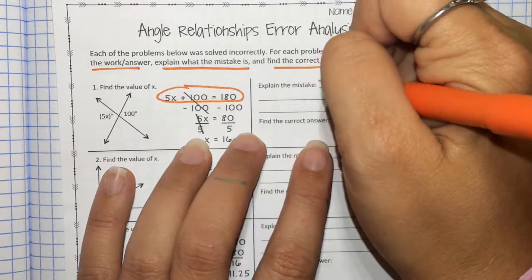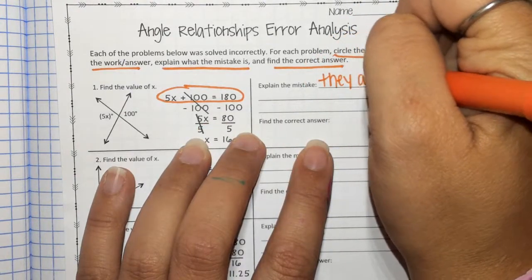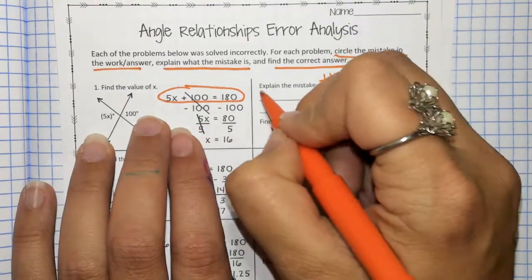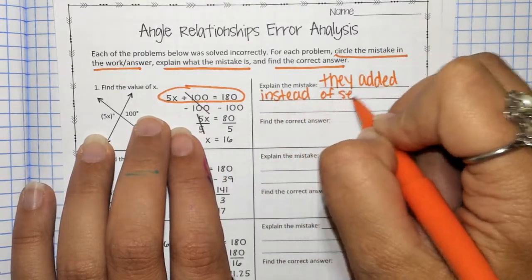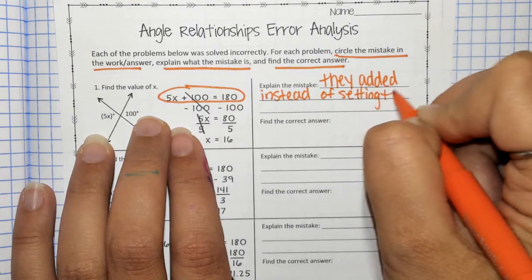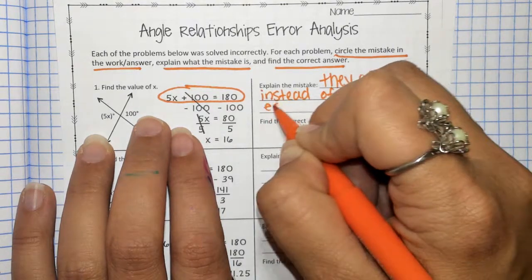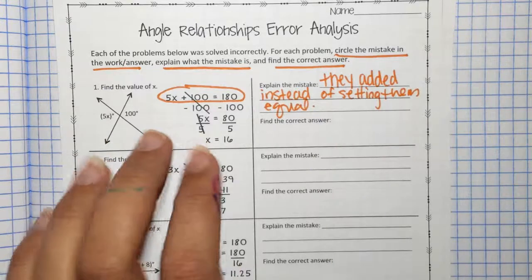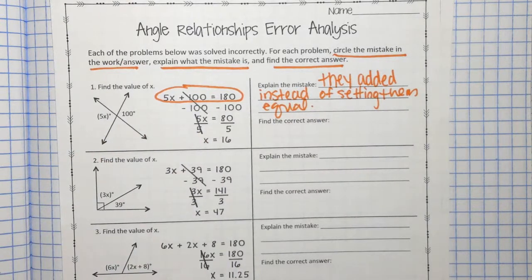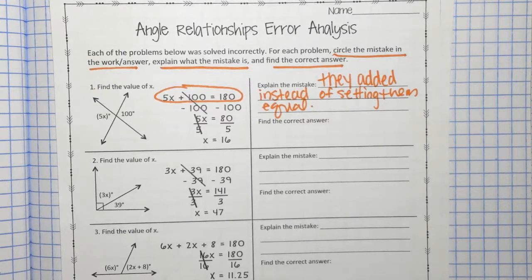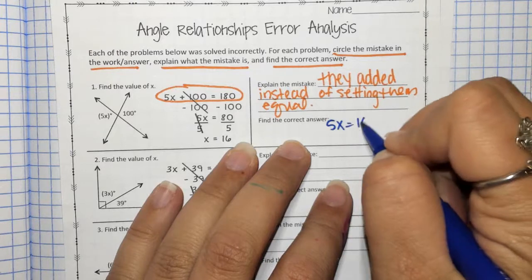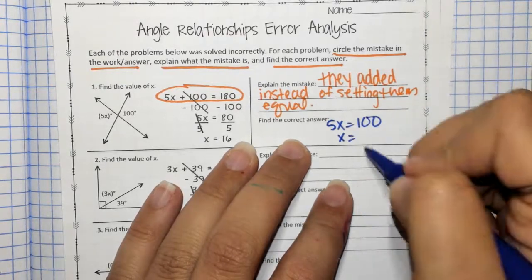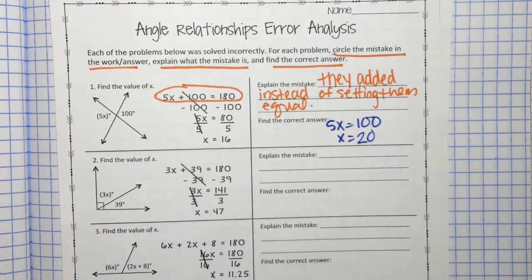All right, so they added instead of setting them equal. All right, so how would we correct this? 5x, Cameron, you're not writing. 5x equals 100. Okay? And you divide by 5. And x equals? 20.